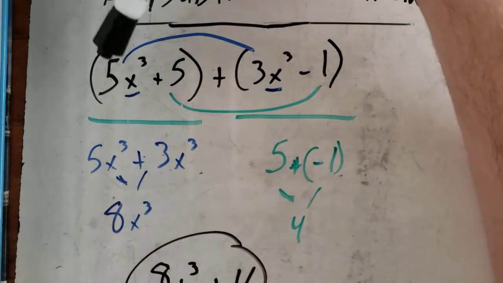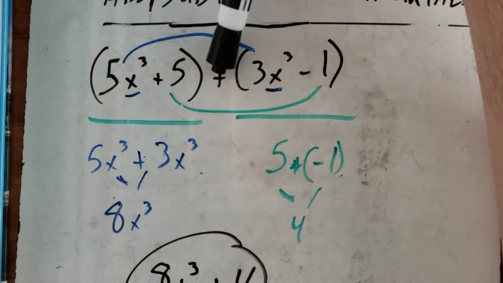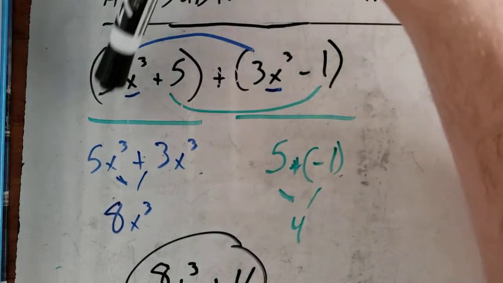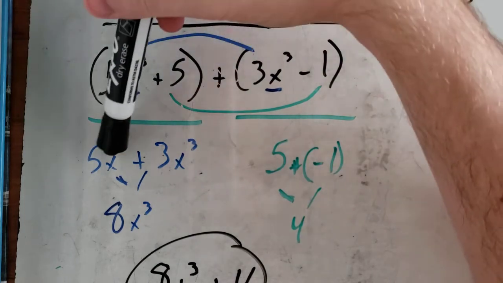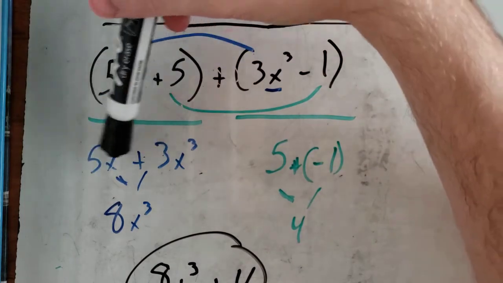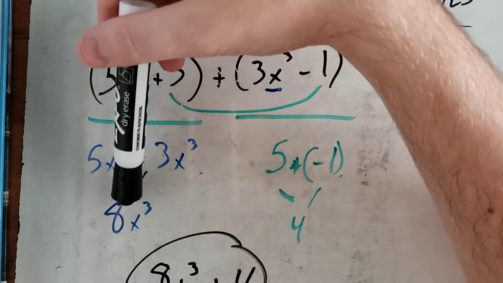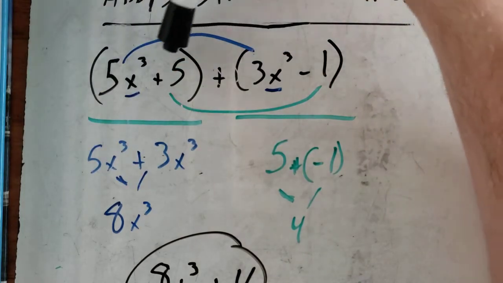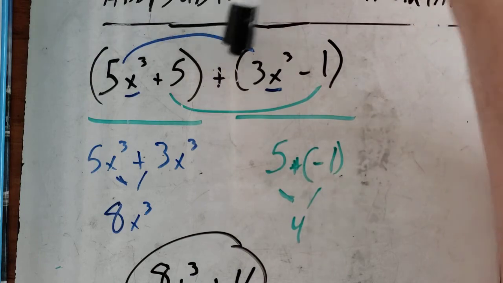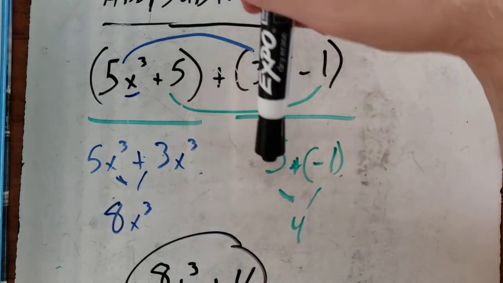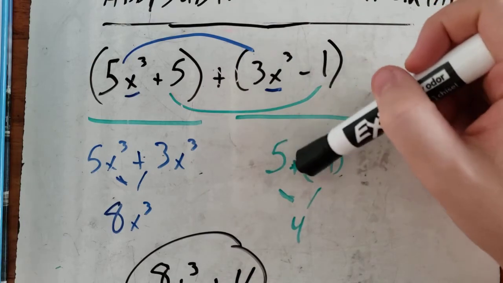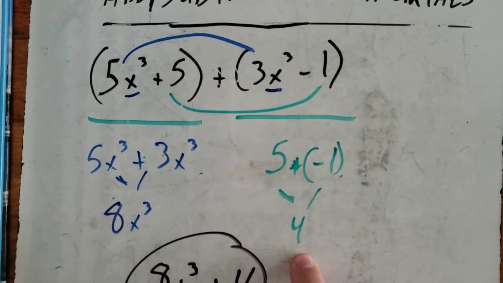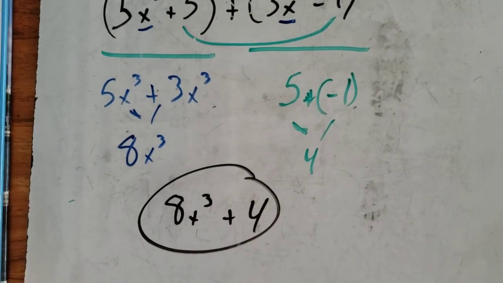So 5x to the third here. Our sign in the middle is plus, 3x to the third here. So we add these together: 5x to the third plus 3x to the third. Add the numbers, 3 plus 5, and we get 8. Our letter and exponent stay the same. Then we do the same here: 5 plus negative 1, which is the same as 5 minus 1, which is 4. And then once you have these two, because it's positive 4, you combine them together: 8x to the third plus 4.